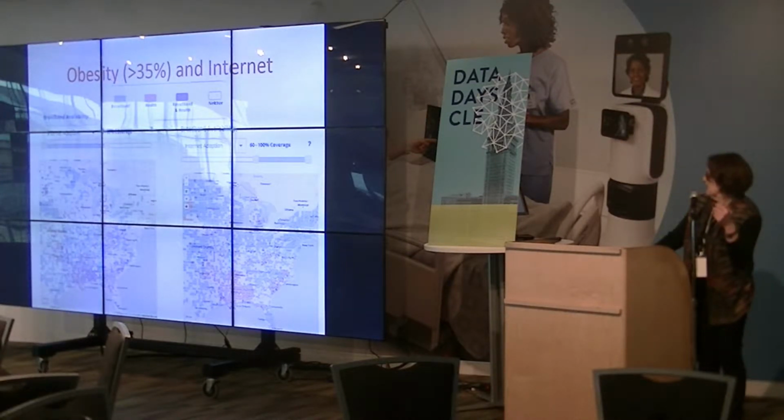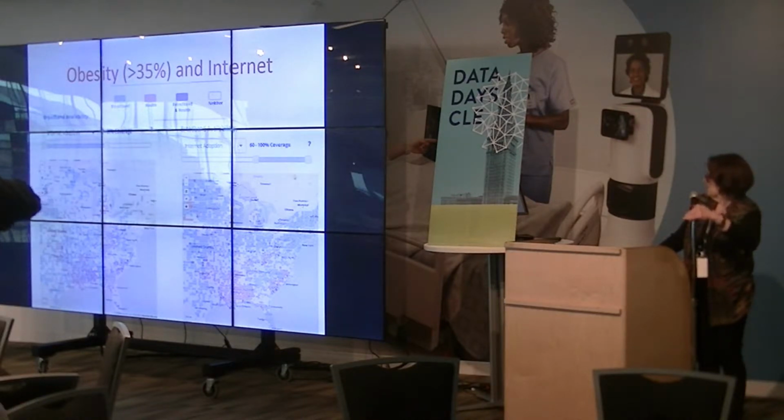And so this is looking at obesity, areas where obesity is prevalent, and this is where internet adoption is less than 60% of the population. So all these dark-colored areas have low internet and high obesity.